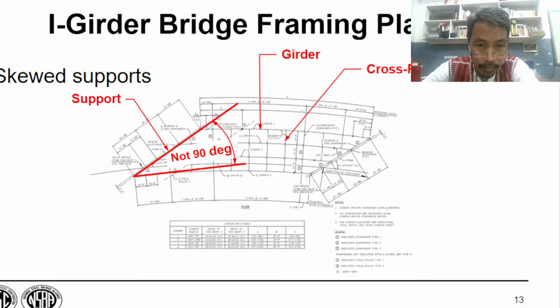Now, from that figure, what are important things to know? The support is not 90 degrees. We have the support, but that is not 90 degrees, usually it is 90 degrees. So you have the girder and the cross frame. Those are important things to know. They indicated the angles here. Okay?